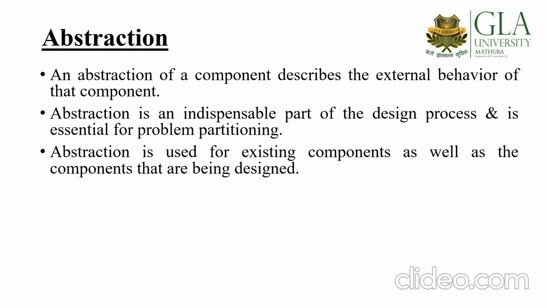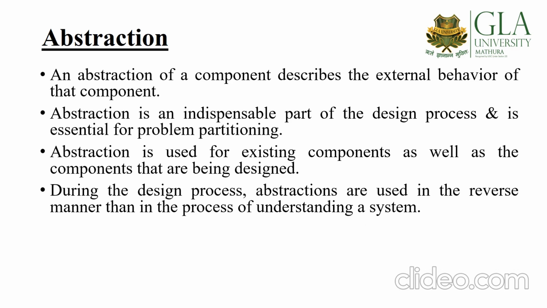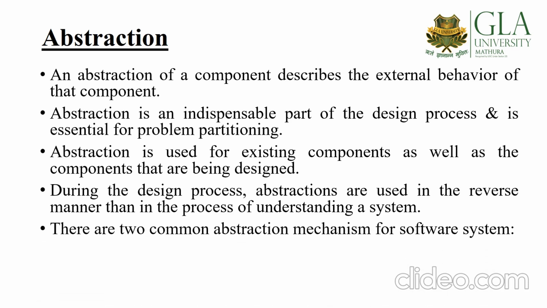Abstraction is used for existing components as well as the components that are being designed. During the design process, abstractions are used in the reverse manner than in the process of understanding a system. There are two common abstraction mechanisms for software systems. Number first, functional abstraction. In functional abstraction, a module is specified by the function it performs. And the second mechanism is data abstraction.